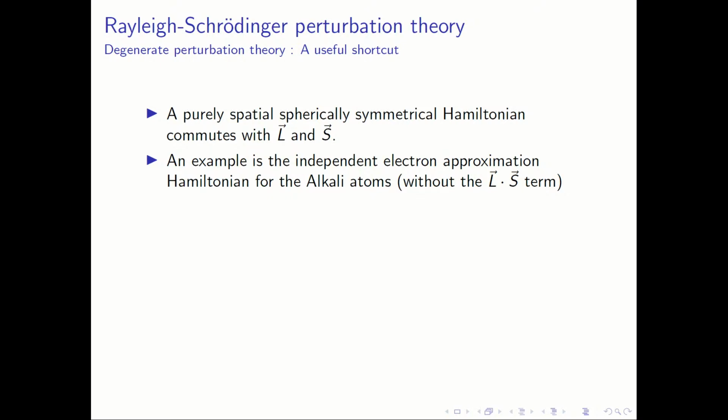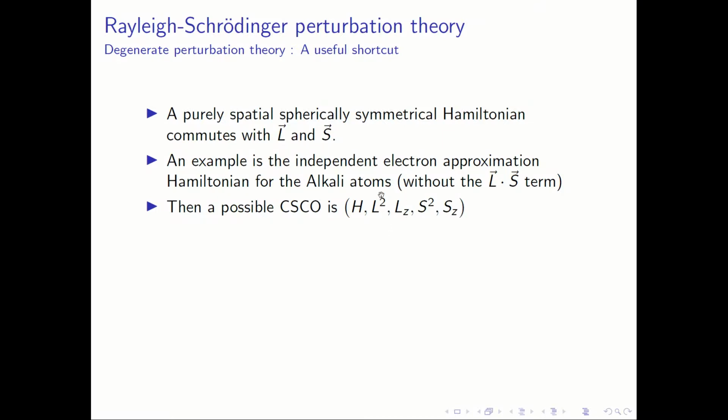The reason why, of course, we are talking about all this is that our independent electron approximation Hamiltonian for the alkali atoms, and for the sodium atom in particular, as long as we don't take into account the L dot S terms, is a purely spatial, spherically symmetrical Hamiltonian and commutes with L and S. Since the Hamiltonian commutes with L and S, a possible complete set of commuting observables that we could use is the Hamiltonian. Along with that, we take L square, Lz, S square, Sz.